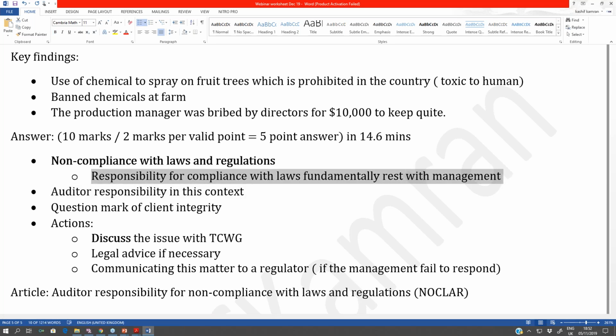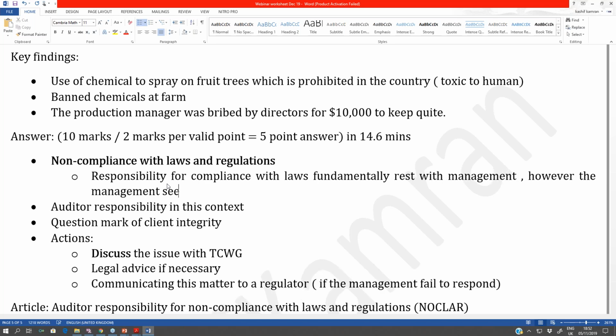But this management is not playing a positive role, and this management is using prohibited chemicals in the spray of the fruit trees. They're using banned chemicals at the farm. So I think the management here is not fulfilling the responsibility which is put on its shoulders. So the responsibility for compliance with laws fundamentally rests with management. However, the management seems not to follow this responsibility.